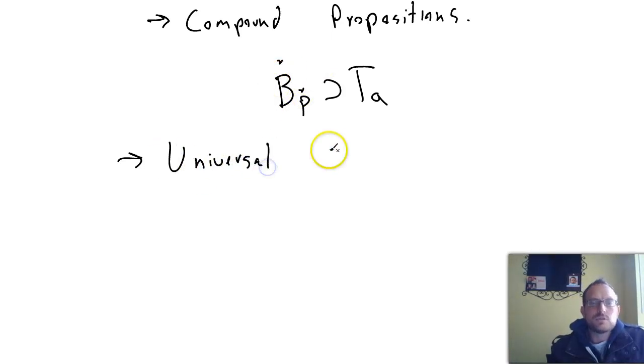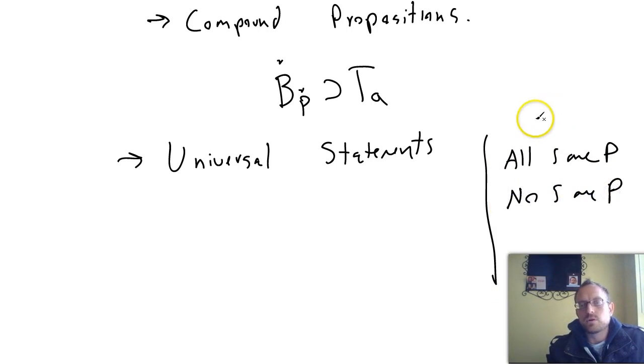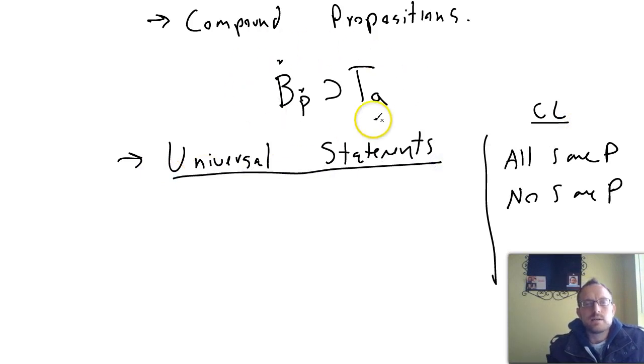What about universals? Universal statements. Well, remember, in categorical logic, we had two forms of universal statements. We had all S are P, and we had no S are P. This is from categorical logic, so I'll just put CL here for categorical logic. So the question is, how are we going to symbolize something like this? Well, we're going to introduce a new tool, okay?